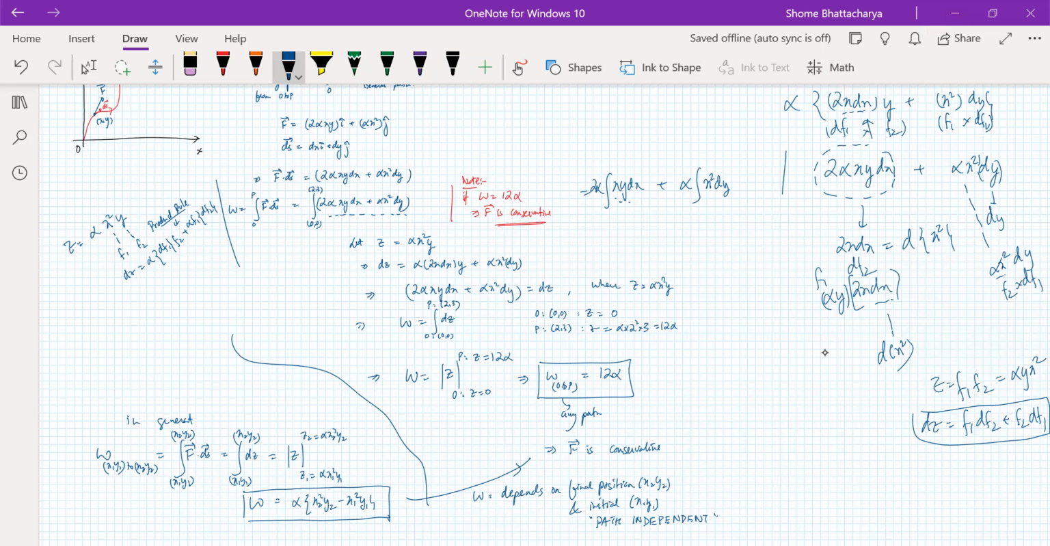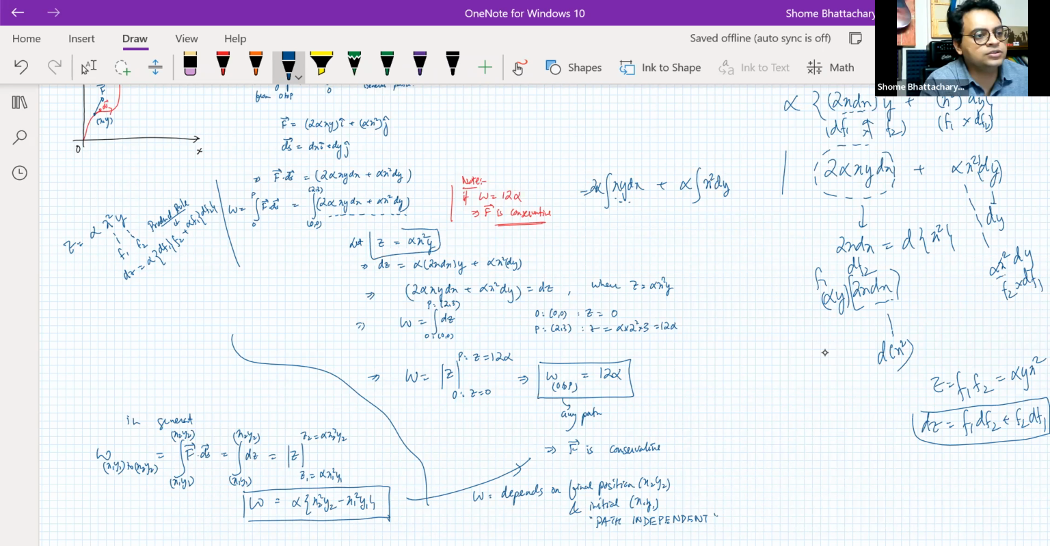Yes, sir. So we have to substitute in such a way that we reduce it to a single term. This is done to reduce to a single variable. And that single variable is z.